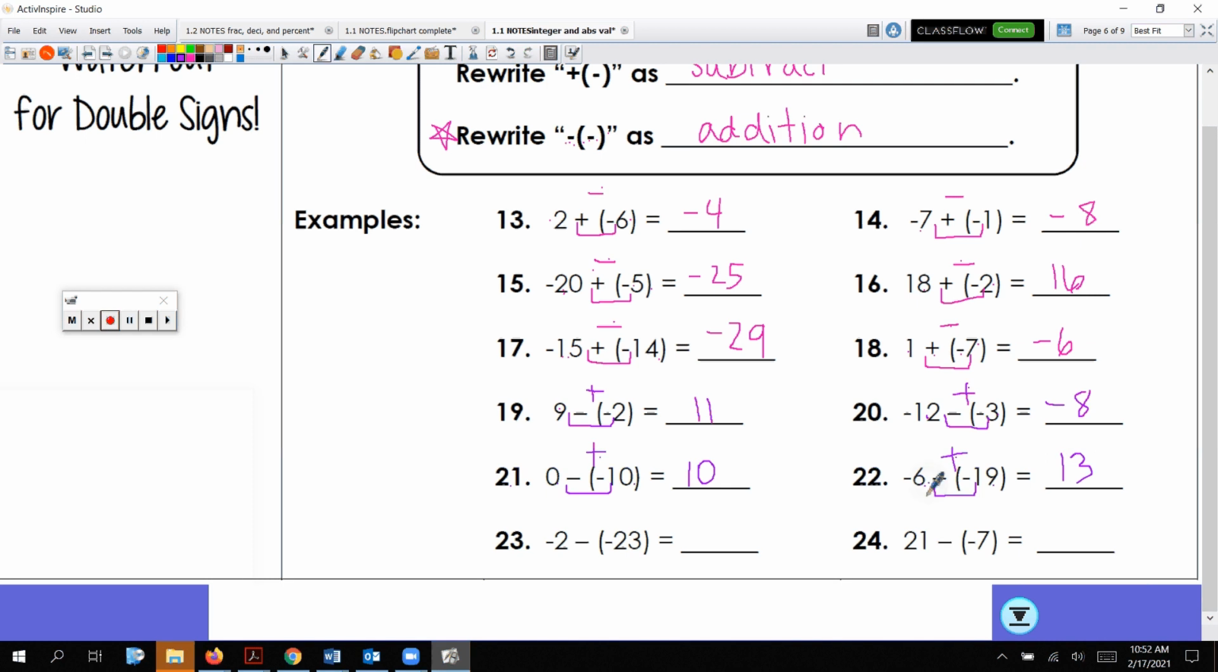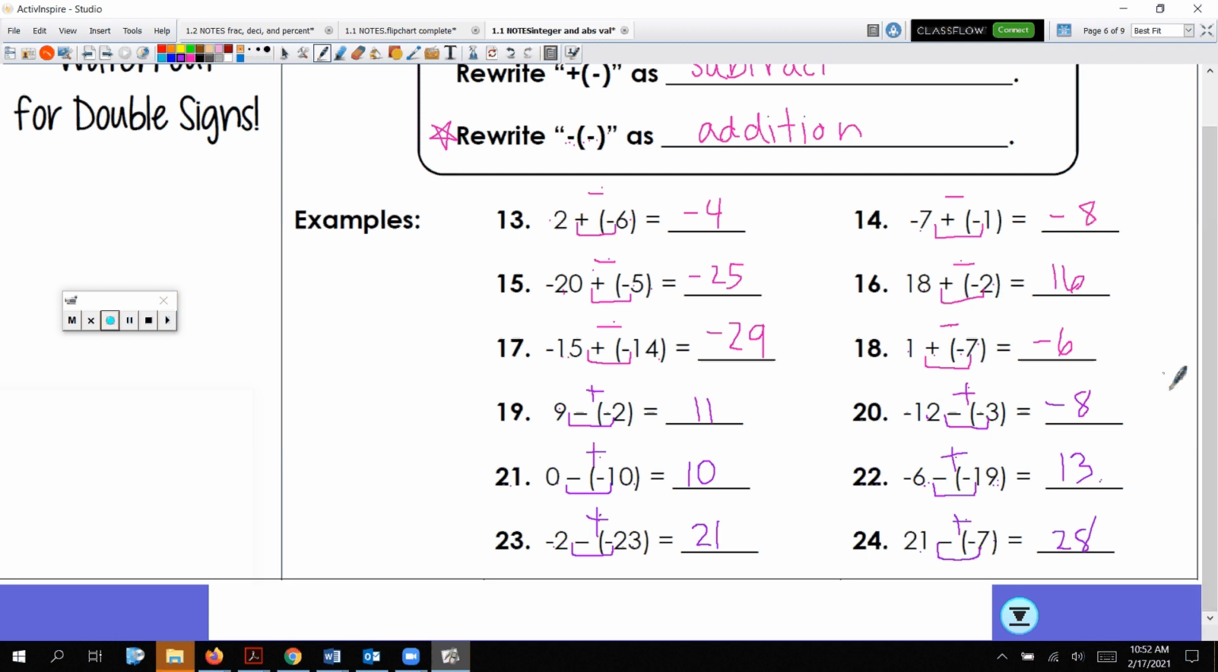We started at negative 6 and we moved 19 to the right on the number line. It gets us to 13. All right, number 23, I see negative, negative together. That's just addition. Now I have negative 2 plus 23. Negative 2 plus 23 is 21. Negative, negative again, that becomes addition. 21 plus 7 is 28.